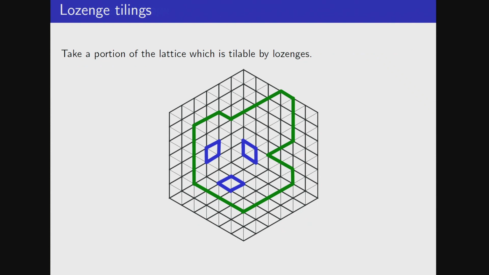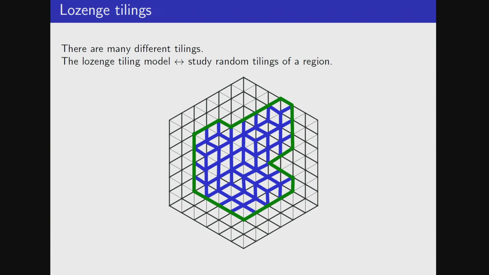Now, you can take some region of the triangular lattice that can be tiled with these rhombi, with these lozenges. The lozenge tiling model says, take a region. There are many different tilings of this region by lozenges. Pick a random one, say a uniformly random one, and understand its properties as the size of the system goes to infinity. There are many different ways that this model can be described. It can be written in terms of the dimer model. It can be written in terms of non-intersecting lattice paths.